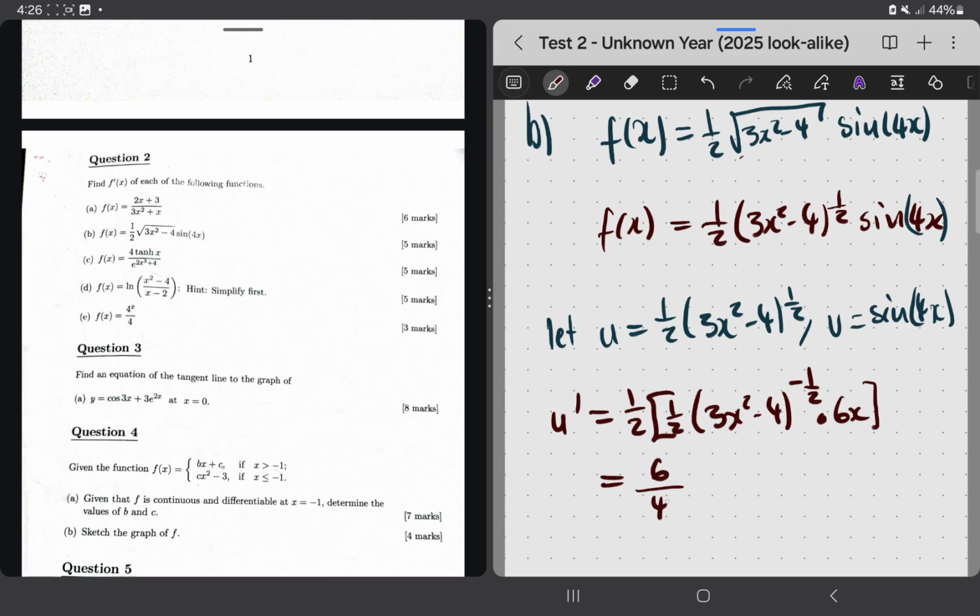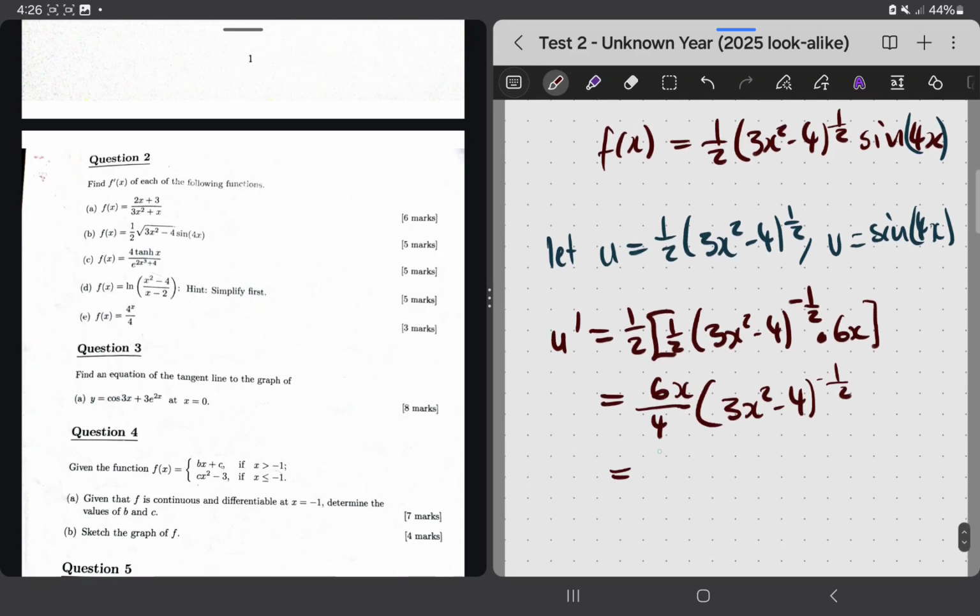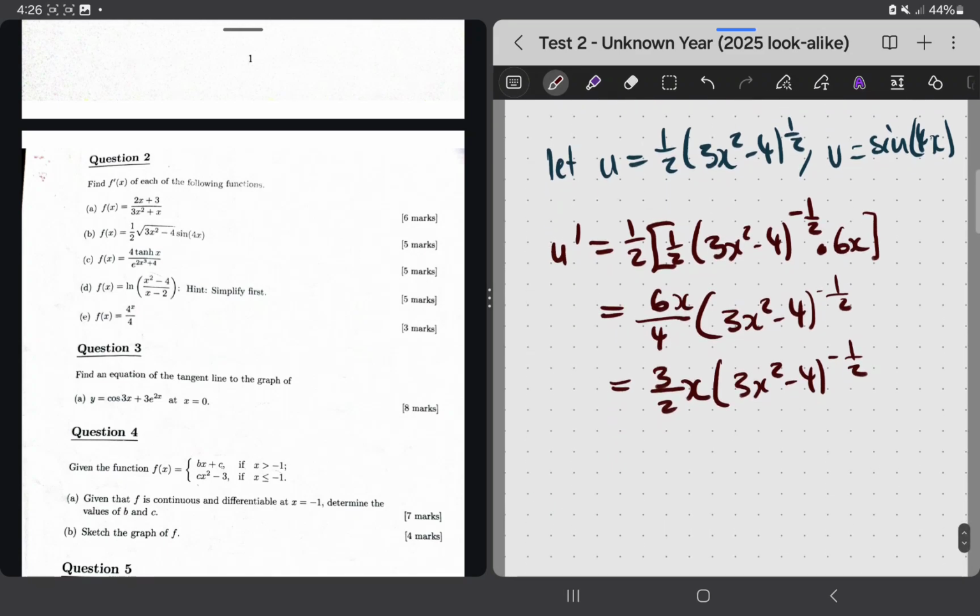It only takes the top. Half times half will be 4, so it'll be 6 over 4. If we want, it's 6 over 4 of x, or we can say 6x over 4. And this is going to multiply 3x squared minus 4 to the power of negative half. If we want to reduce it to lowest terms, it's 3 over 2 x, and this is multiplying 3x squared minus 4 to the power of negative half. This is what we have for u prime.